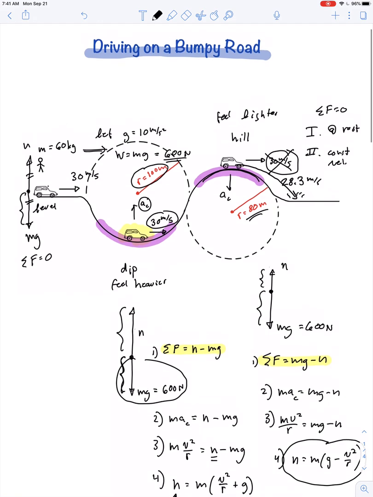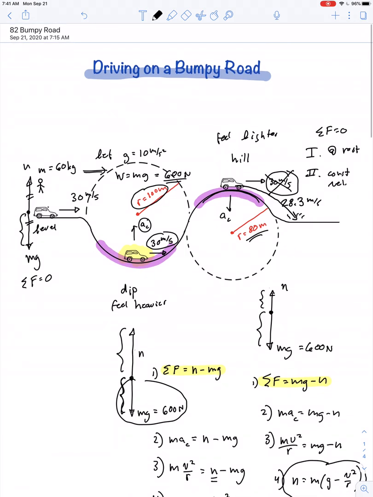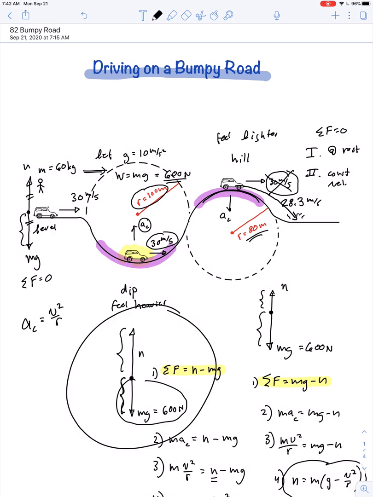Okay, so just one more example of how we make free body diagrams, apply Newton's laws, and in the case of centripetal acceleration. Thanks for watching.